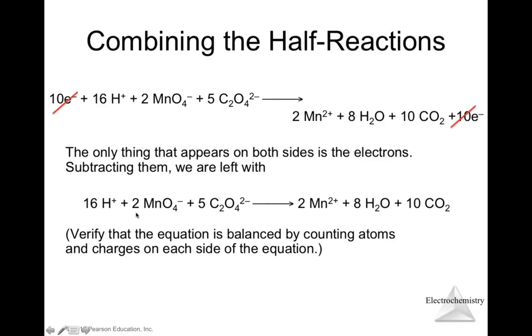And charges, we have 16 plus, and we have 10 minus and 2 minus. So this will be 12. 16 minus 12 is going to be plus 4. 2 times plus 2 is going to be plus 4. So basically we have balanced our equation.